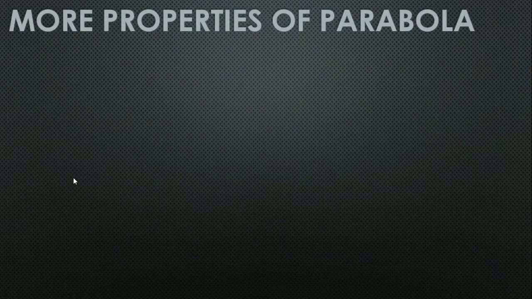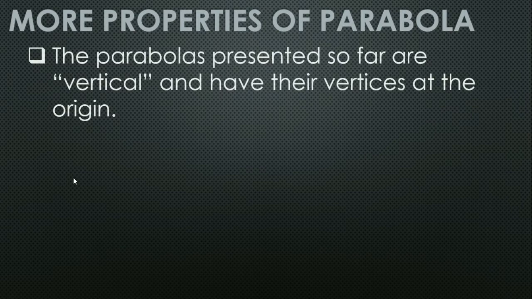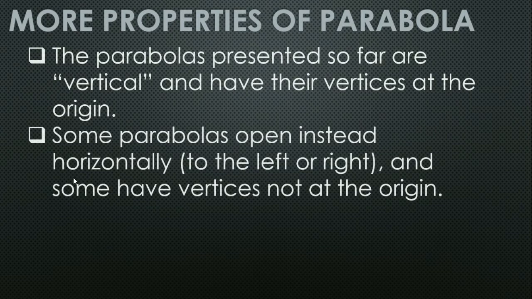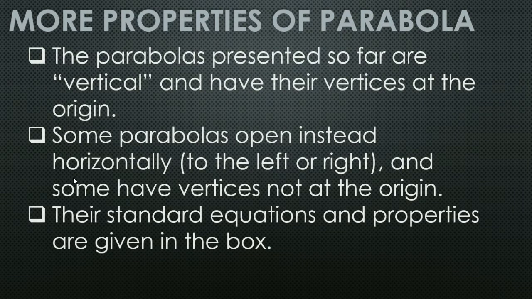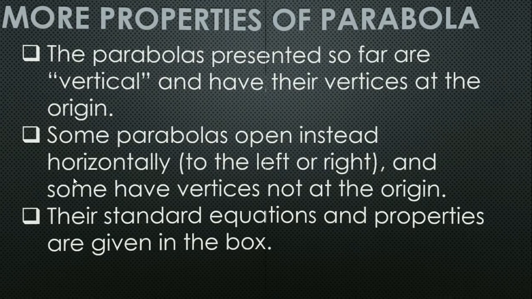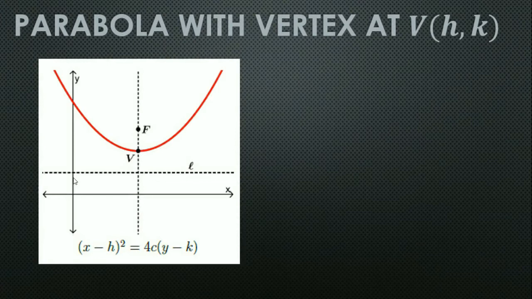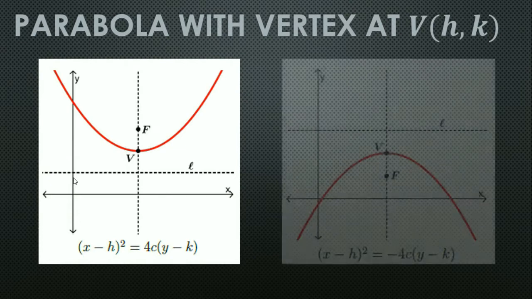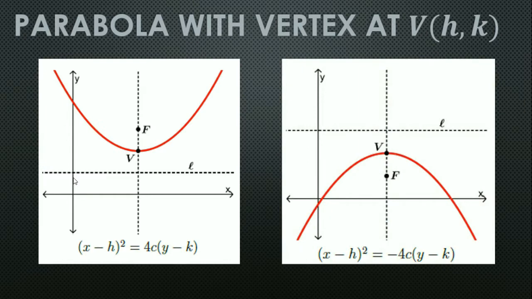More properties of parabola. The parabolas represented so far are vertical and have their vertices at the origin. Some parabolas open instead horizontally to the left or right, and some have vertices not at the origin. Their standard equations and properties are given in the box. So for the parabola opening upwards, whose vertex is at h and k, we have this standard equation, x minus h squared is equal to 4c times y minus k. For the parabola with vertex at h and k opening downwards, we have x minus h squared is equal to negative 4c times y minus k.